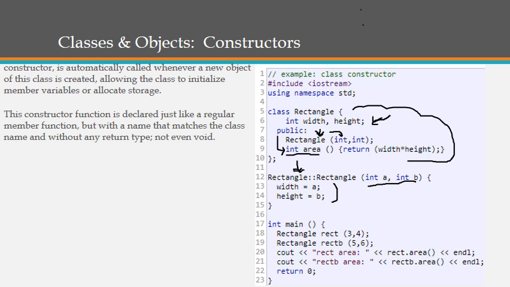Notice that these arguments that are being passed to the constructor are passed at the moment when the object of this class is created. Here in the main function we have an instance of the rectangle class, rect, being created with the parameters being passed immediately. Rect with 3 and 4 and the object rectb with 5 and 6.